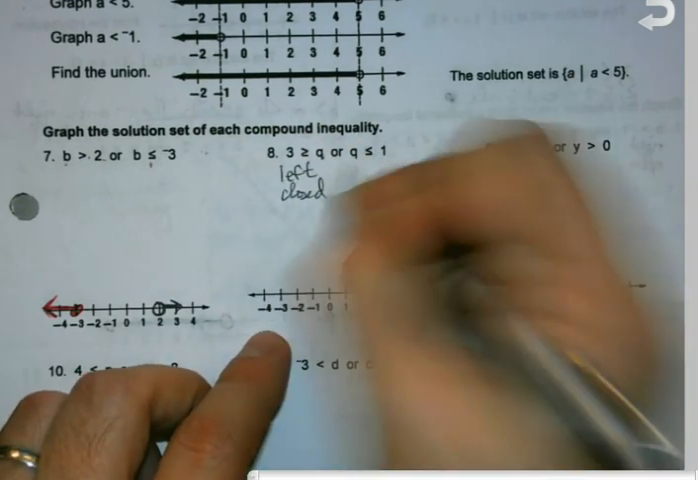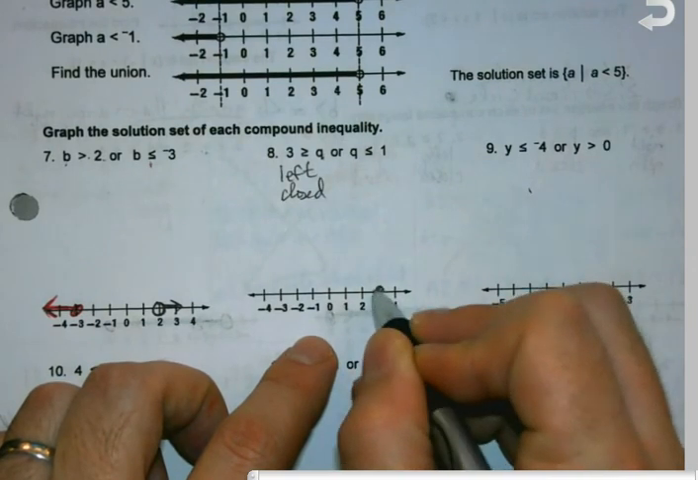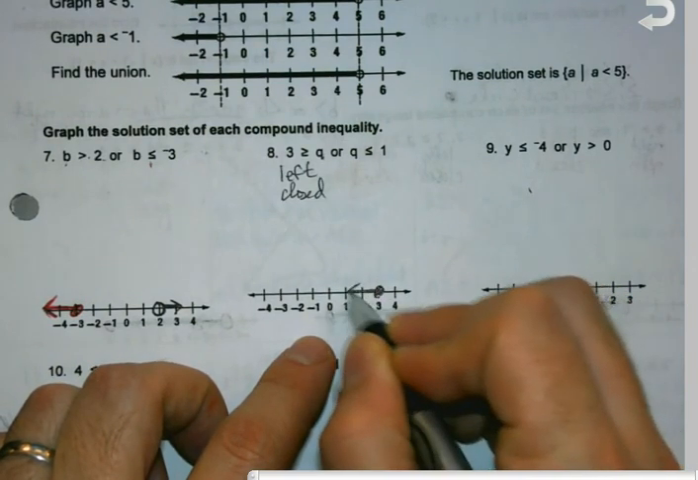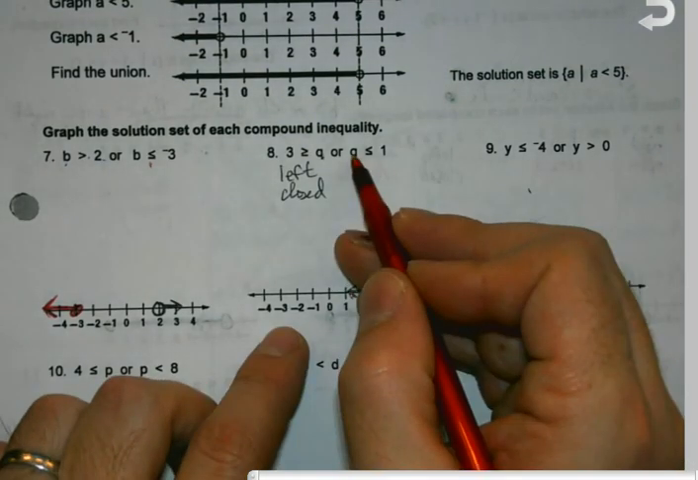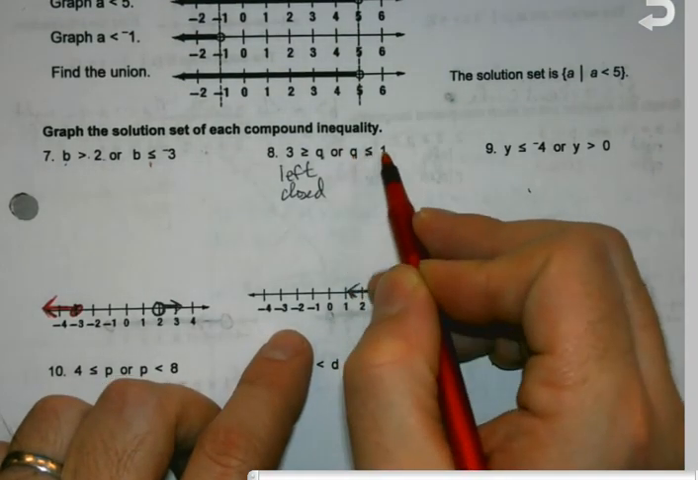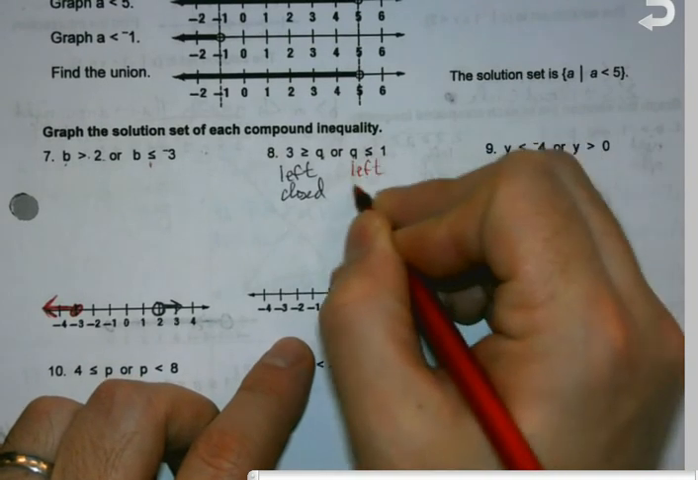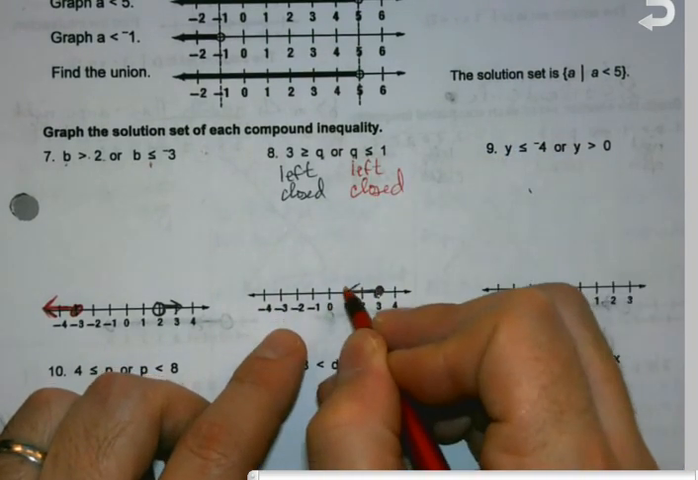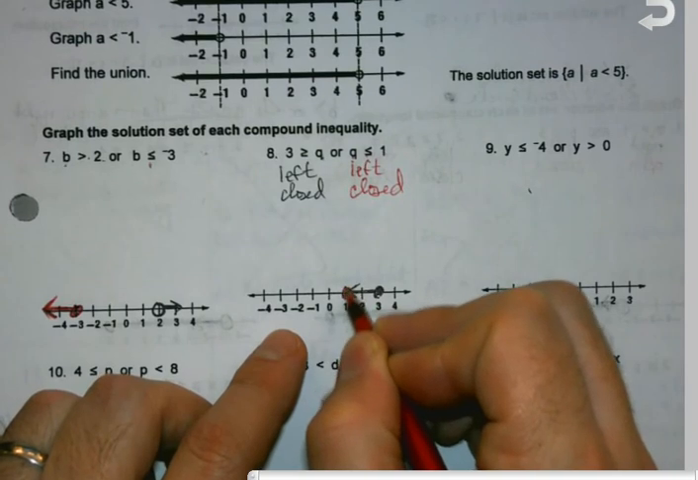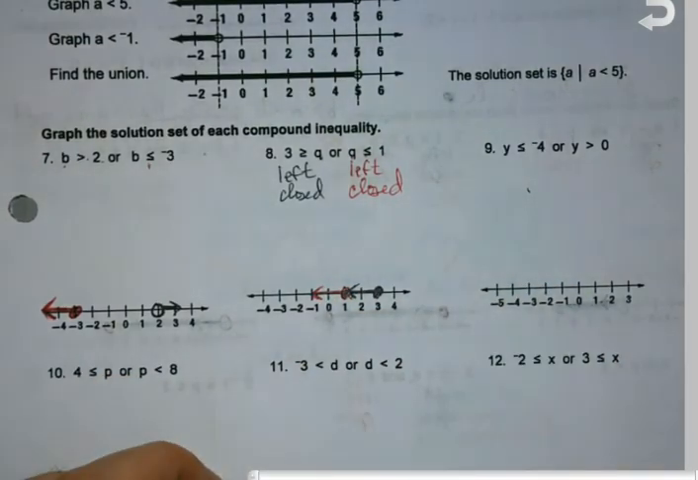It's going to be closed. So here's 3. Close. Going to the left. I'm going to do the other one. Q is less than or equal to 1. Less than, left. Wait a minute, why are they going the same direction? So here's 1. Close it, and it's going to the left. Well, what the heck? They both can't go the same direction.